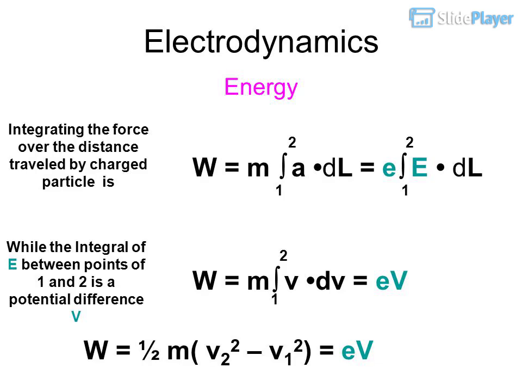Energy. Integrating the force over the distance traveled by the charged particle between points 1 and 2: W equals the integral of ma dl equals Q times the integral of E dl, while the integral of E between points 1 and 2 is a potential difference V. W equals the integral of mv dv equals QV, so W equals half m (v2 squared minus v1 squared) equals QV.